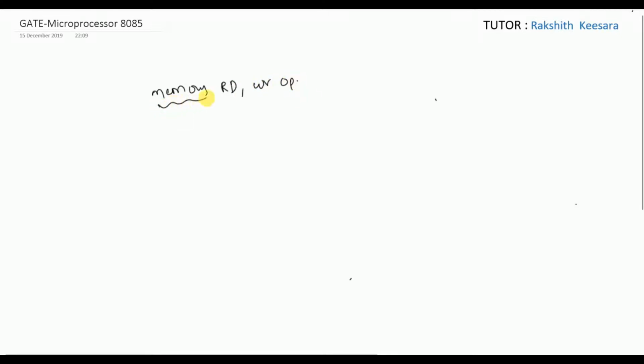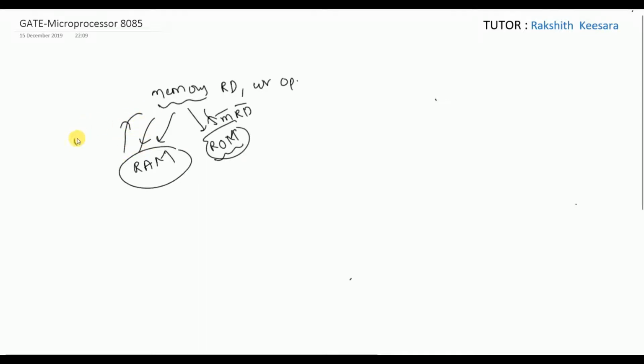If you check the memory, guys, you will have two kinds of memory. First one is RAM, another one is ROM. It is read only memory. From the ROM we can only read the data, so only memory read operation is possible from the ROM. While coming to the RAM, we can either read the data or write the data, so memory read write operation is possible. So remember this: from ROM you can only read the data, but from the RAM you can either read or write the data.